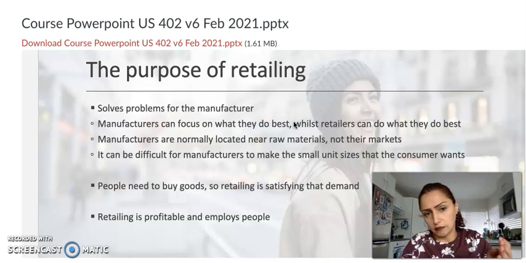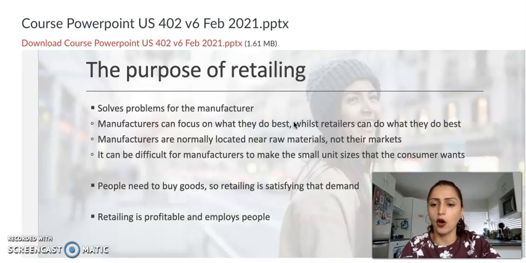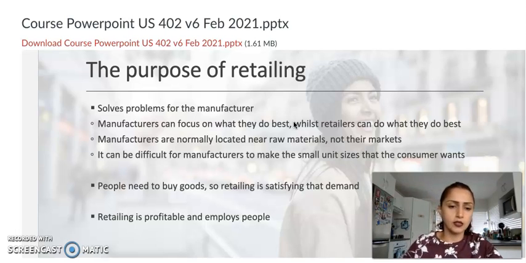So the importance of retail is that the manufacturer is focusing on all of these things. They're not going to focus on trying to distribute it and get it in the hands of the consumer. So they have to go through a retailer to market their product. Manufacturers are normally located near raw materials, not their markets. So if it's a dairy, then usually it is located next to a dairy farm. If it's a construction materials manufacturer, then you'll see it next to the raw material.